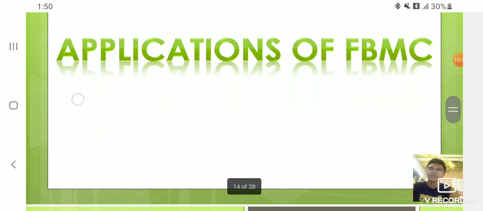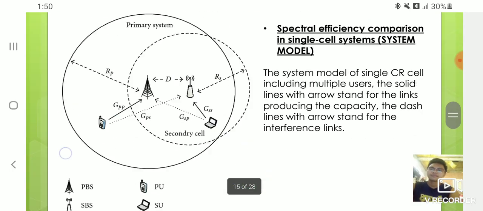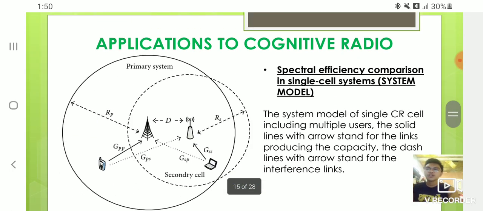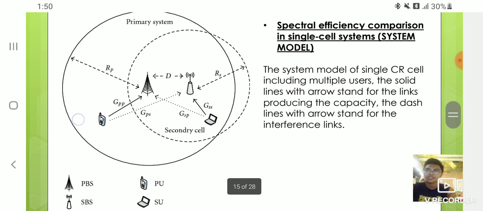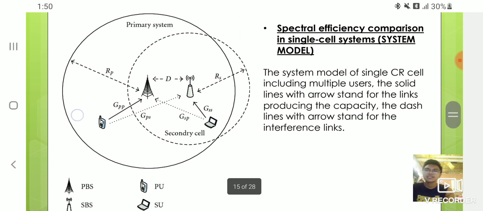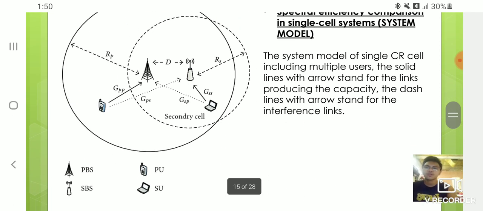The next is the applications of FBMC. The first application is the application to cognitive radio. First, we have the spectral efficiency comparison in single cell systems, starting with the system model. As you can see here, this is the system model of a single CR cell including multiple users. The solid lines with arrows stand for the links producing the capacity. The dashed lines with arrows stand for interference links.